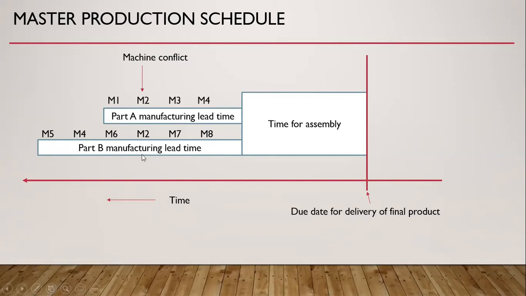And part B is manufactured in this duration of time, and these are the machines which are used to produce the part B, and both these parts are assembled, and this is the time taken for assembly. So this is a master production schedule. It is noteworthy here that at this point of time, machine 2 is used to manufacture both the part A and part B. Hence, there is machine conflict, or we need two different machines for doing the task.